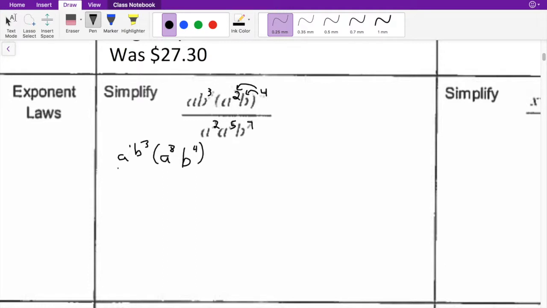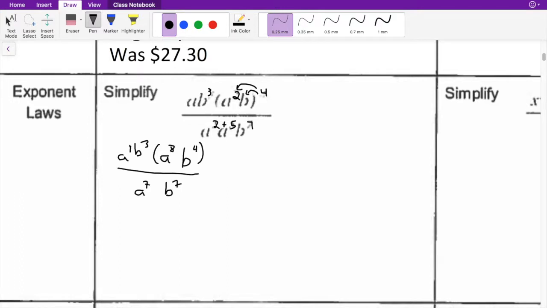Right? And then on the bottom here, there's only one b down here, so you know it's going to be b to the 7. But we have two a's, and they're multiply. a to the 2 times a to the 5, and we're going to add those up. So that's going to equal a to the 7.